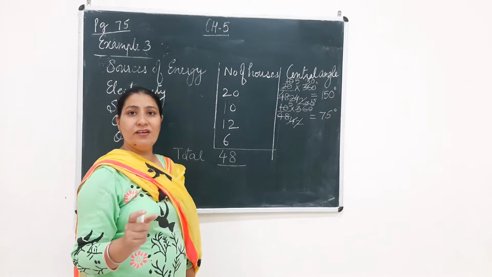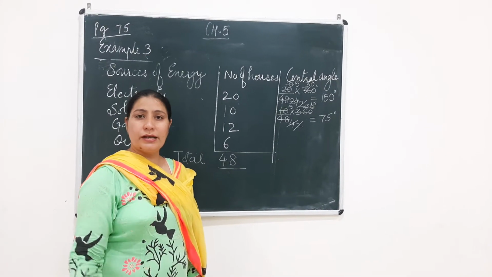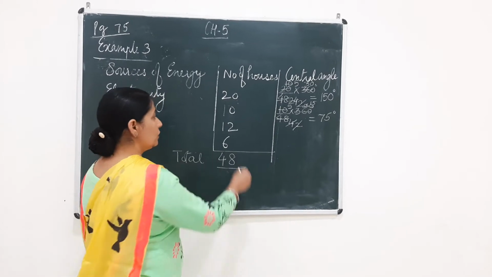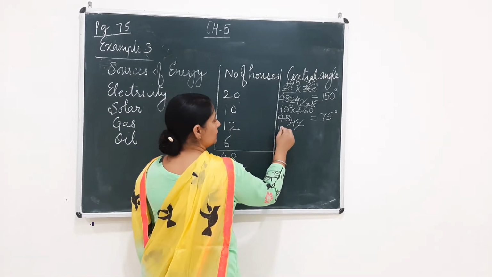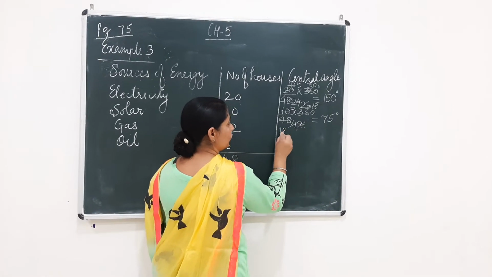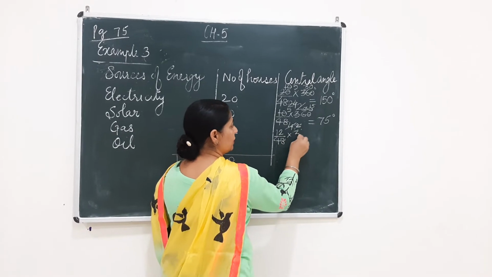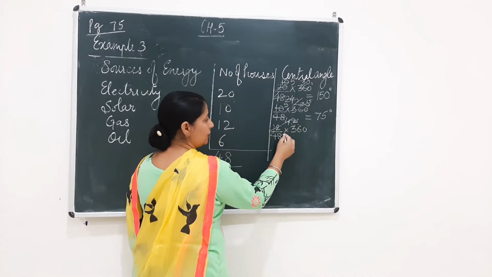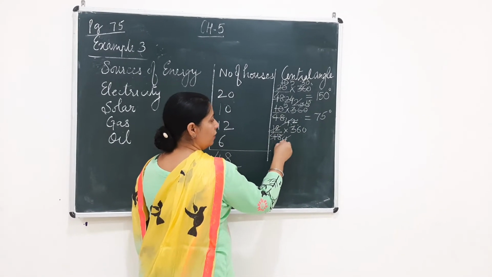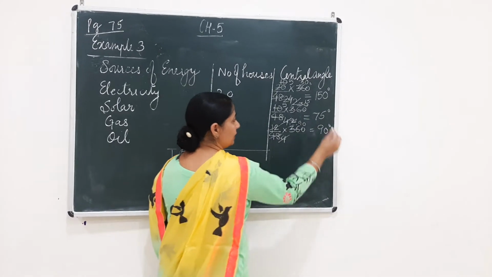You can see the PDF file which I will be sending you for the solution of such kind of sums, so that will make it more clear to you. Again 12, this is 12 over 48 multiplied by 360. So 12 ones are 12, 12 fours are 48, 4 nines are 36. So the central angle here is 90.